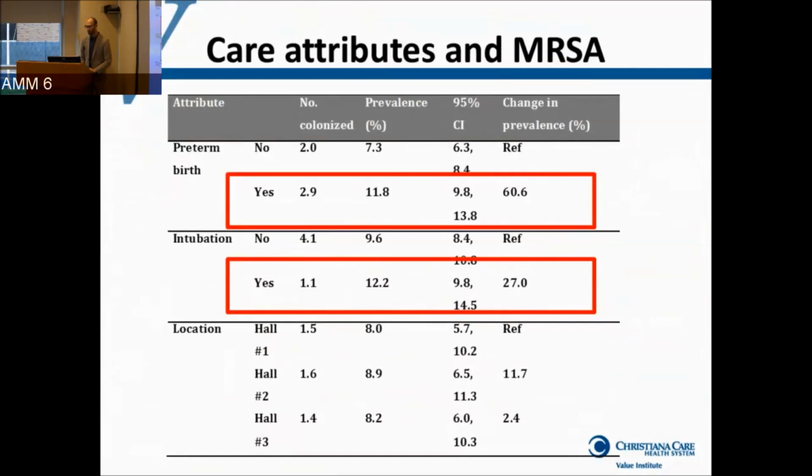Here are some of those other factors that we modeled in this study. So we looked at just being preterm, and I'm defining that here based on the standard less than 37 weeks gestation, whether or not they had their trachea intubated, as well as the location within the unit. And as expected, because there are more interactions with these babies, compared to not being preterm, being preterm, there is roughly 61% increase in prevalence of MRSA colonization. Being intubated had roughly a 27% increase in MRSA colonization. And interestingly, there was this kind of location-specific effect.